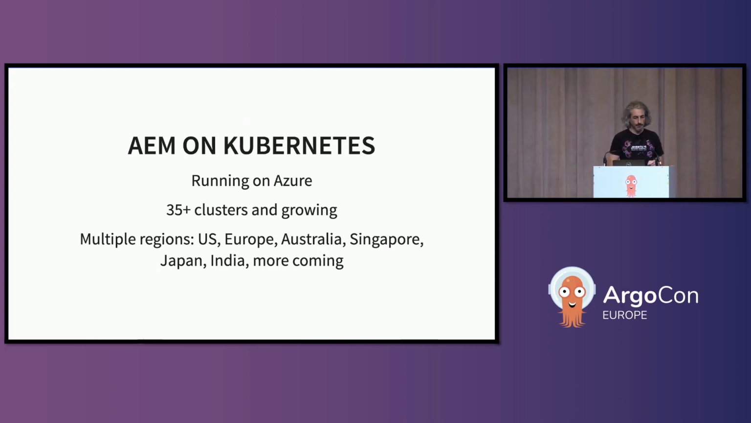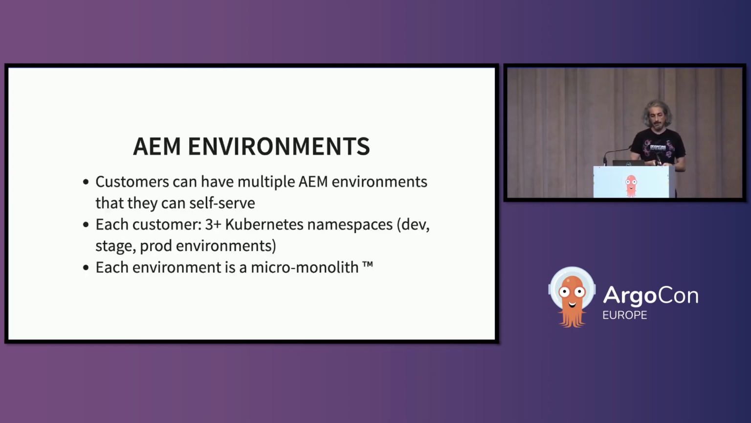the cloud. On Kubernetes, some statistics, we run on Azure. We have more than 35 clusters, and probably now closer to 40, across multiple regions, because people want to run this close to their customers, to people accessing it. Customers can have multiple environments, and they can create new ones whenever they want. And we translate this into Kubernetes namespaces. And what I like to call these environments are like micro monoliths.